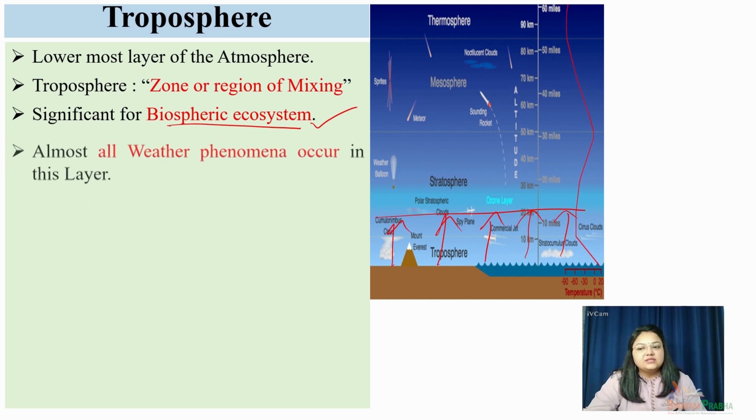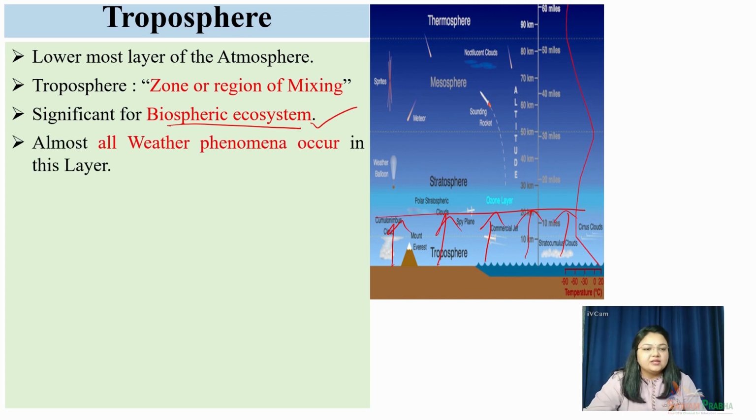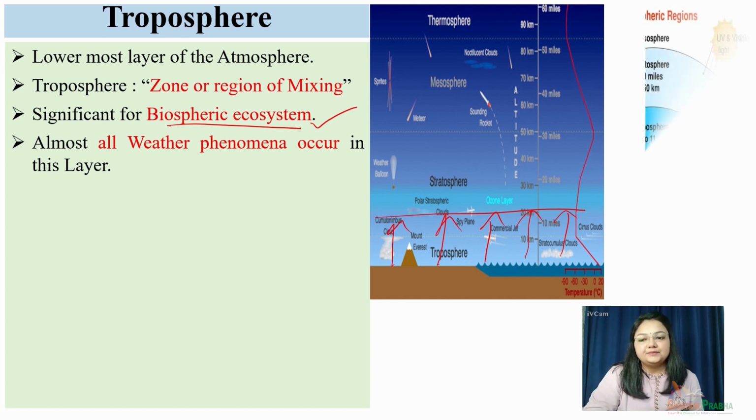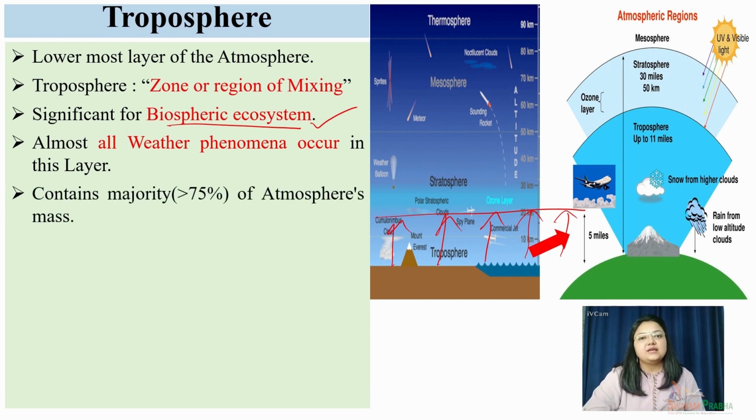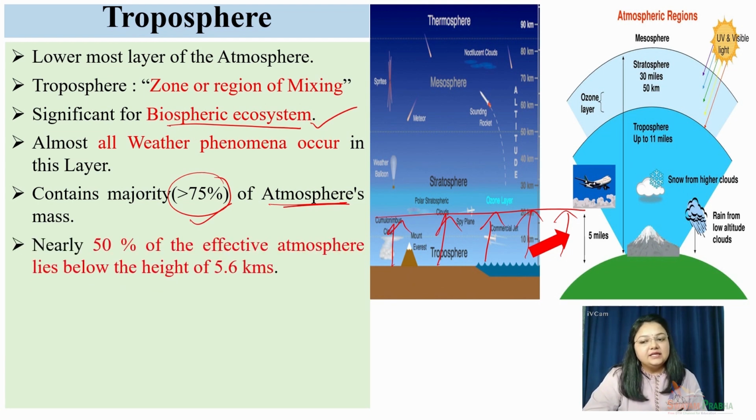Because of this mixing, various weather patterns, phenomena, and conditions like rainfall, thunderstorms, precipitation in various forms exist in this particular layer, making it very dynamic and significant for Earth. Because of its various weather phenomena and atmospheric conditions, it contains the majority of the mass of atmosphere, that is, more than 75% of atmospheric mass is compacted in this layer, and nearly 50% of the effective atmosphere lies below the height of 5.6 kilometers.